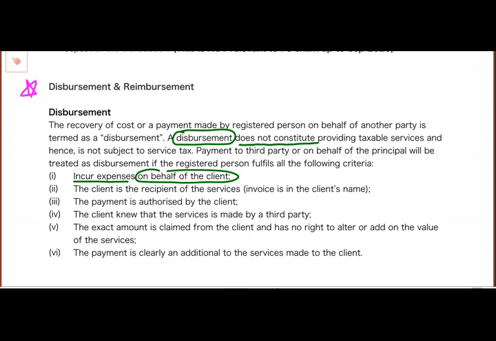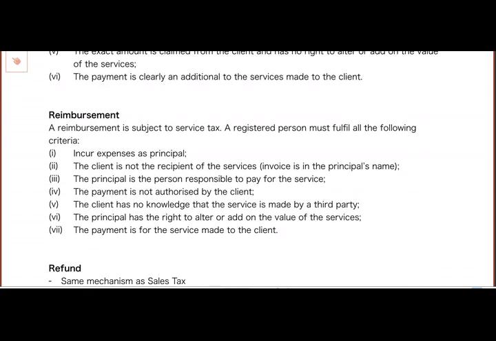does not constitute taxable service, so you don't charge service tax. So the 6% must be imposed before the disbursement. So the disbursement is always after the 6%. That's the whole idea. Just remember, disbursement does not include service tax. Now, but reimbursement is subject to service tax.